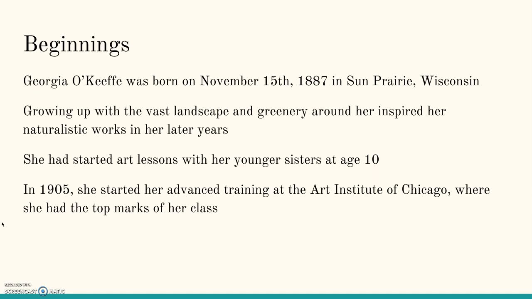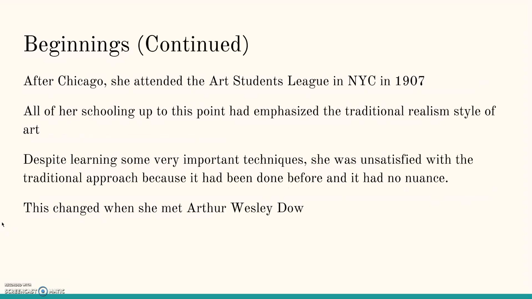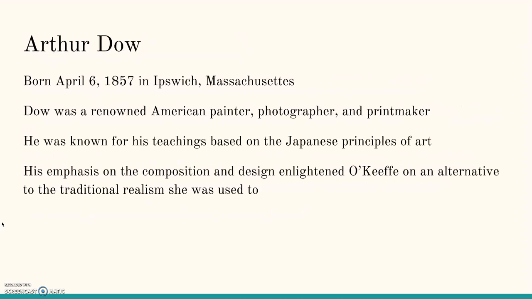In 1905, she started her advanced training at the Art Institute of Chicago, where she had the top marks of her class. After the Chicago Art Institute, she attended the Art Students League in New York City in 1907. All of her schooling up to this point had emphasized the traditional realism style of art. Despite learning some very important techniques, she was unsatisfied with the traditional approach because it had been done before and it had no nuance. This changed when she met Arthur Wesley Dow.